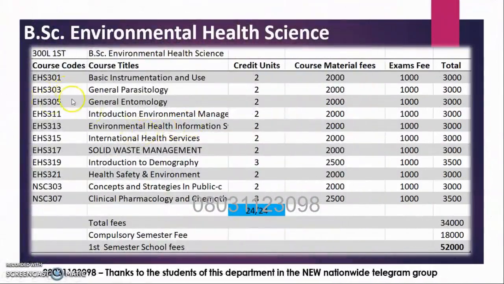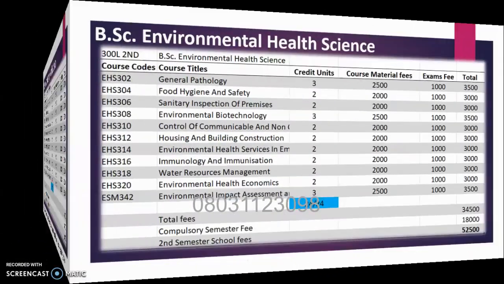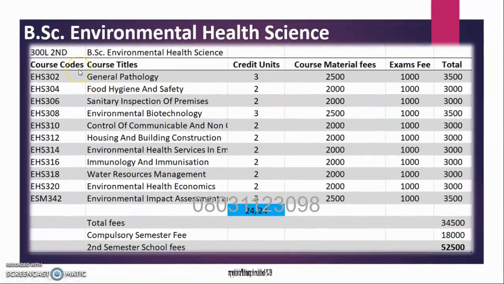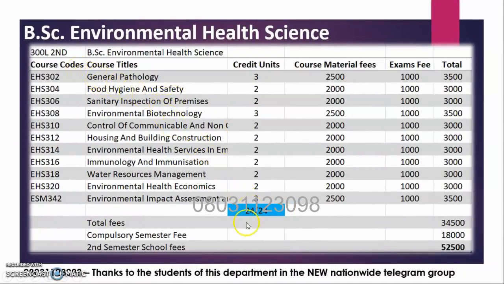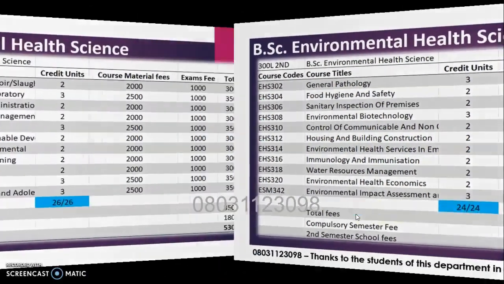Then that takes us to 300 level first semester. Things get more serious from here. Then we have 24 of 24, so you have to register all of them and pass all of them with a fee of 52,000. There are no unused credit units where you can add any carryover or any previous unregistered course. Same thing for 300 level second semester. Register all, you pass all.